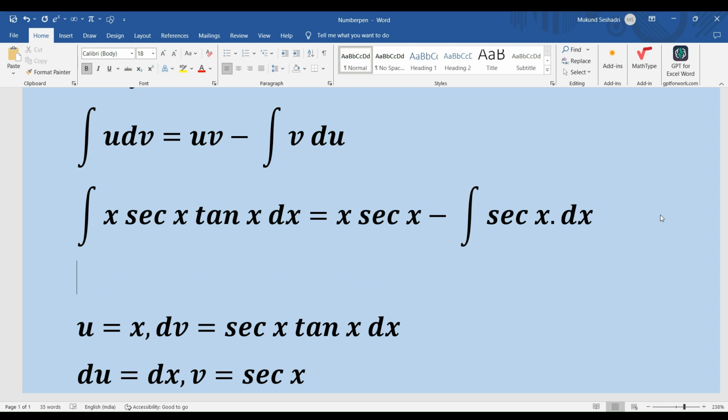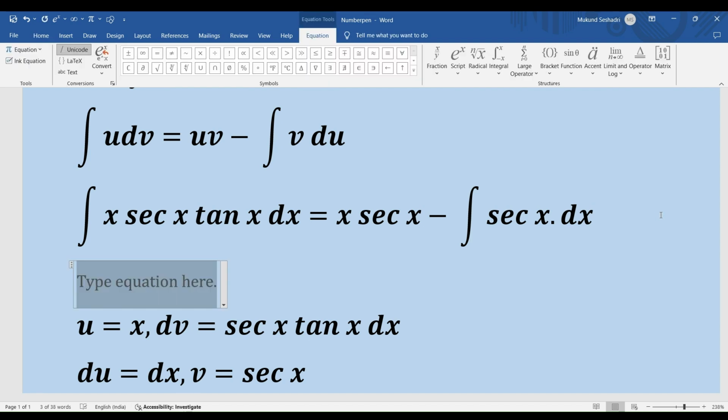The answer is yes. We have solved it earlier by the method of substitution. So I'm not going to solve it again, and I request you to take a look at my video where I've solved for the integral of secant x dx. I'll put a link to that particular video in the description as well.